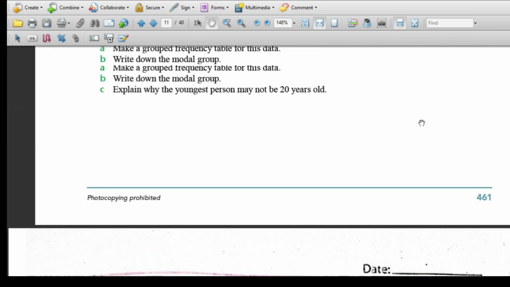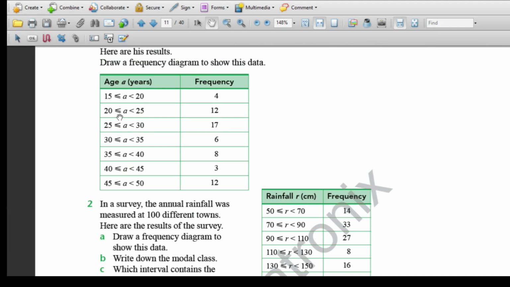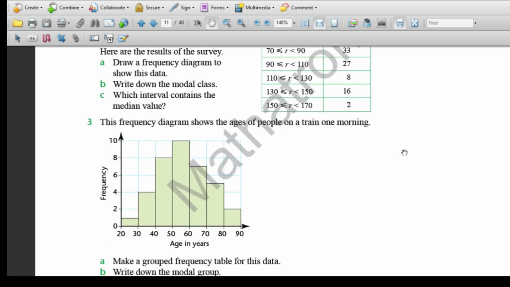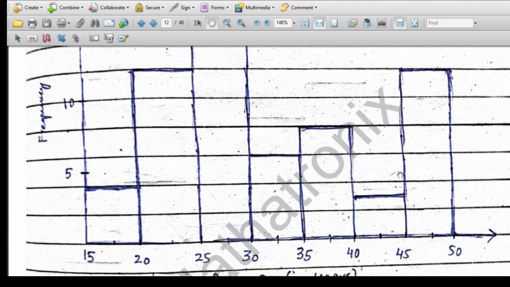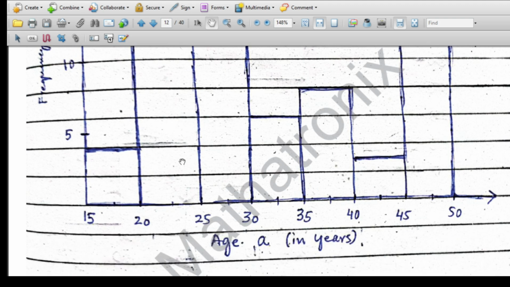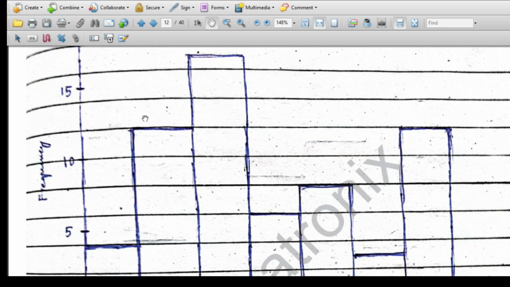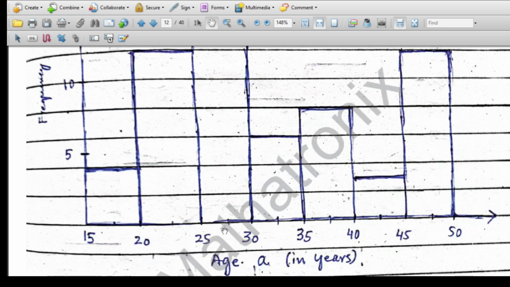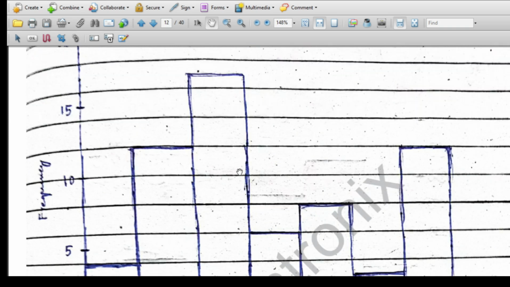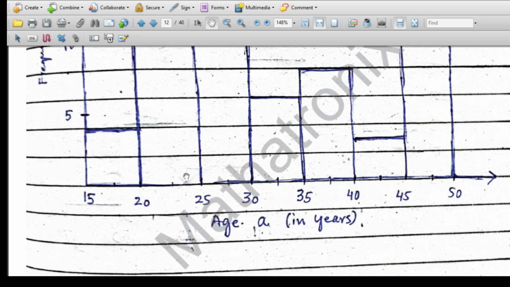And for 20 to 25 we have 12, and 45 to 50 again we have 12. So there are two 12 frequencies, and this is all represented here. This is a frequency diagram. There is no gap. All the bars are joined on the axis. So there is no gap between the different classes. So this is a continuous range.